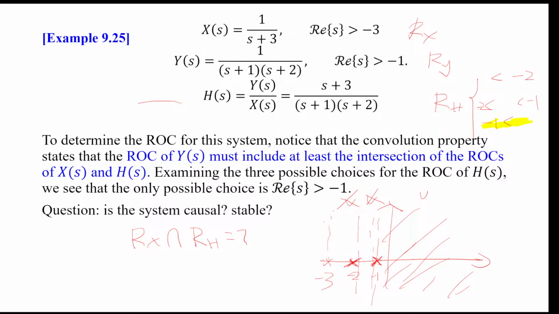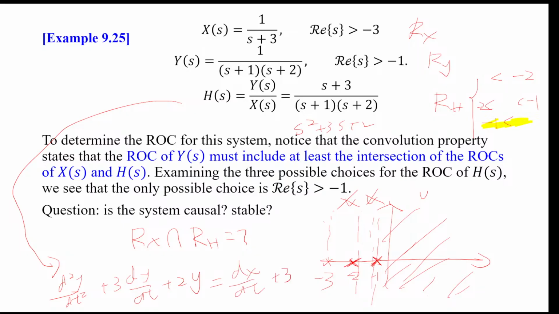So we can write down a differential equation by multiplying this out. This is s squared plus 3s plus 2. So we have d squared y dt squared plus 3 dy dt plus 2y equal to dx dt plus 3x. So from this H of s, we can find the constant coefficient linear differential equation that will produce the same system function.